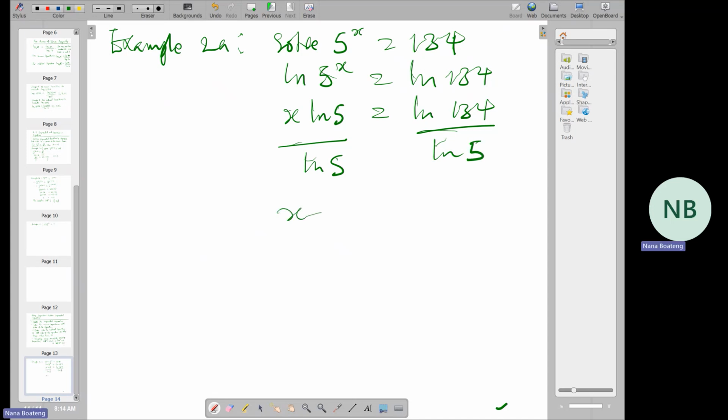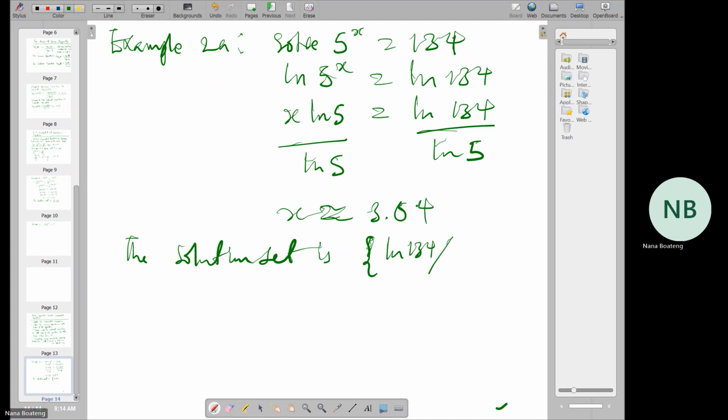And this becomes x is approximately equal. If we use our calculator to evaluate natural log of 134 divided by natural log of 5, we'll get approximately 3.04. So the solution set is natural log of 134 divided by natural log of 5.